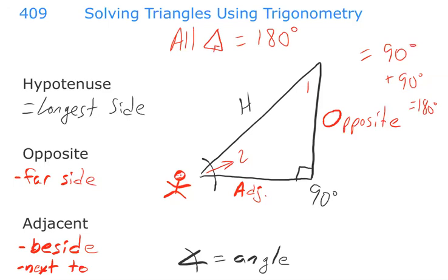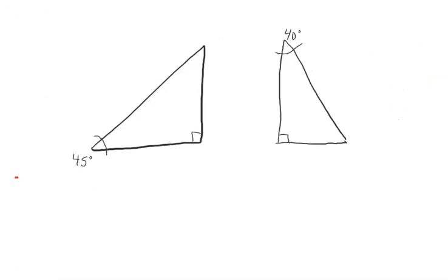So let's think about labeling, and let's think about these two triangles. What I want you to do is pause the video, draw these two triangles in your book or in your notebook, and then what I want you to do is label the sides for me. I want you to label the hypotenuse, I want you to label the opposite, and I want you to label the adjacent.